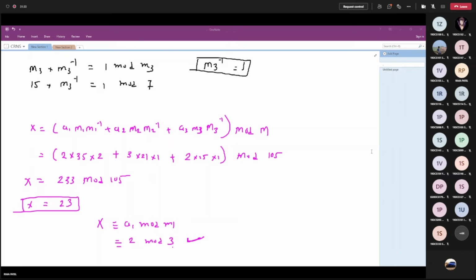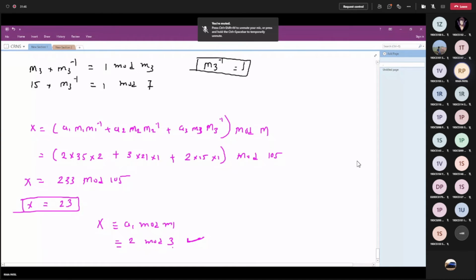Yes, ma'am, it satisfies all three equations. So what we can state over here is that x is the single variable for which we are getting the different moduli, and we also need to check the different congruent equations. We have found the different congruent equations for the one variable, that is x.